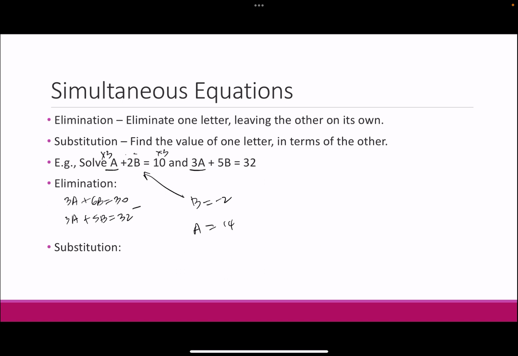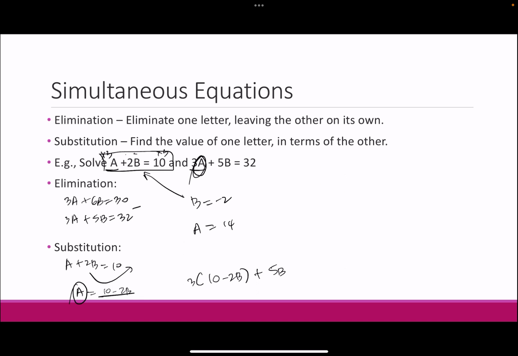Now, if I want to try substitution, let's take this equation, for example. We only need one equation at the start, and then we'll solve both of them a bit later. So I'm going to move this 2b over, so a equals 10 minus 2b. So I found a in terms of b, one letter in terms of the other. Now I'm going to substitute this value of a into this part of the equation. So 3, and instead of a, I'm going to write 10 minus 2b, because they're the same thing.